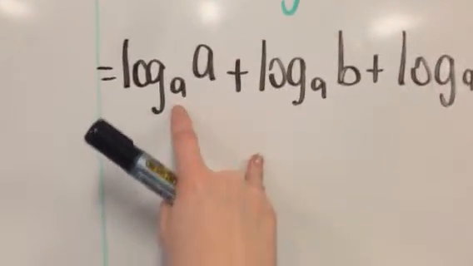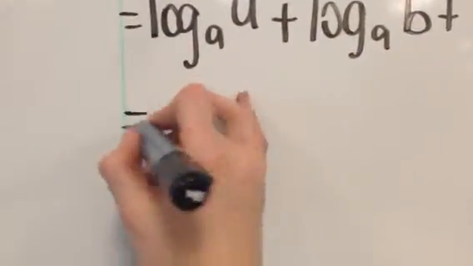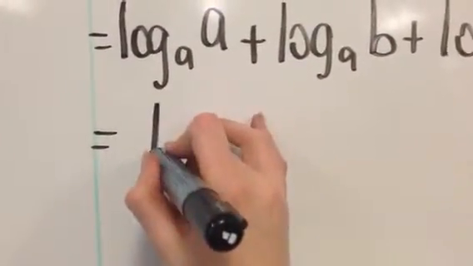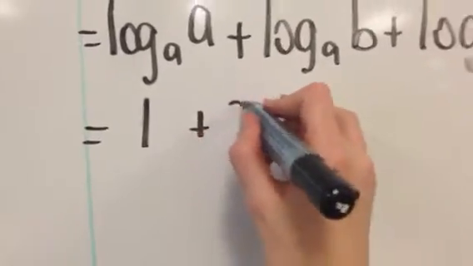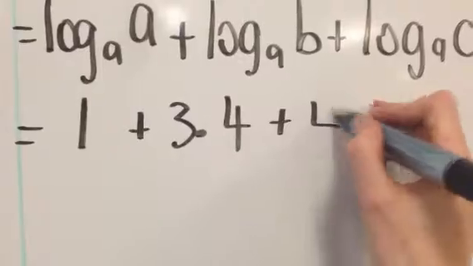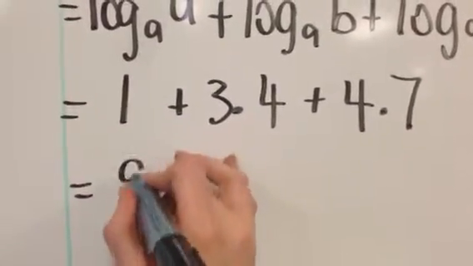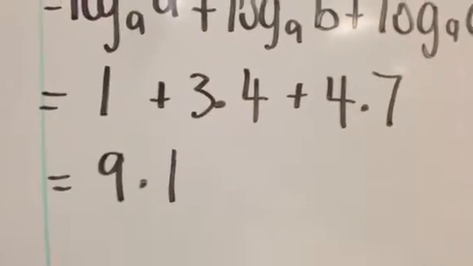Log base A of A. Do you remember that when the base and this value are the same, this answer actually gives me a 1? So now I've got 1 plus 3.4, that was that value, plus 4.7. Adding them all together, I get a total answer of 9.1.